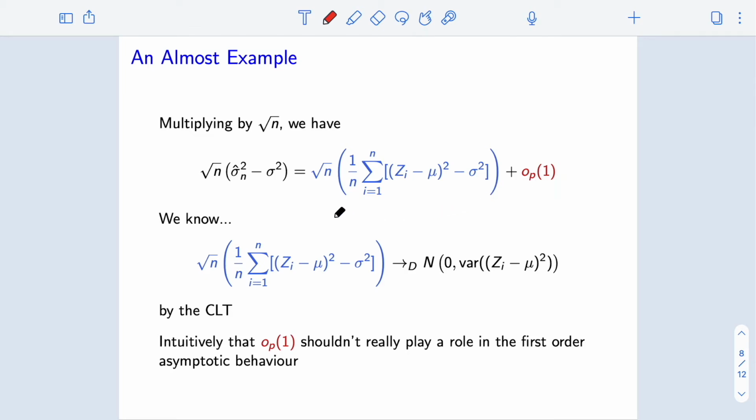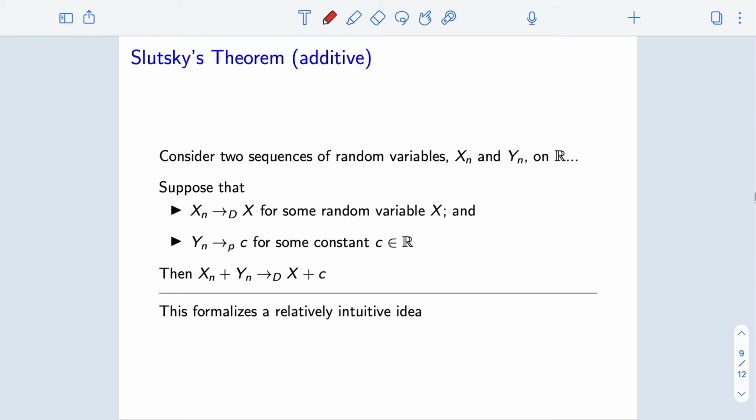So we imagine this will play a dominant role in the asymptotic behavior of our estimator minus truth. So how do we formalize that? Well, we use a theorem called Slutsky's theorem, and here I'm only stating part of Slutsky's theorem. I'm calling this the additive part of Slutsky's theorem, and we will return to Slutsky's theorem later.